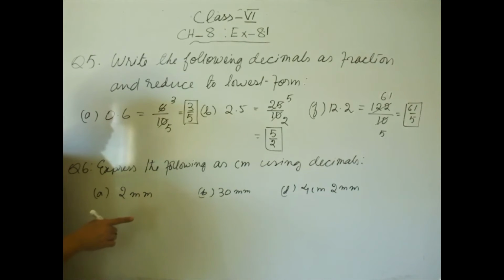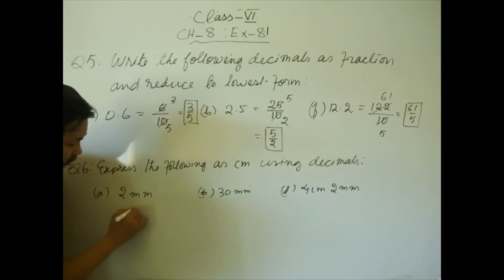So you know how many millimeters are there in 1 centimeter? 10 millimeters are there in 1 centimeter. 10 millimeters equal to 1 centimeter, that you all know. So we take this value 10 and divide the numbers. We have to divide them because the small one is converting into the big unit, isn't it? So we need to divide it. So it becomes 2 by 10 centimeter. Then 2 by 10 means 0.2 centimeter. So this is the answer.